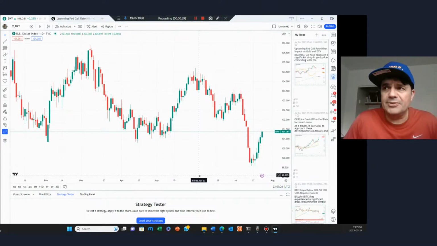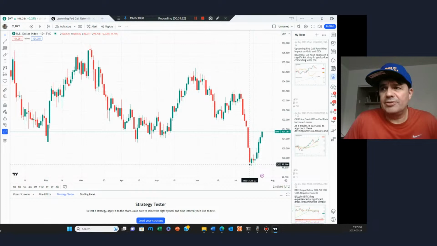All right, so let's talk about the four most popular instruments that I've seen. These include Bitcoin, oil, gold, and DXY, the US dollar index. So, the first one I want to show you is the dollar index, DXY. You can see here it's bounced back from 99.67 all the way up to 101.